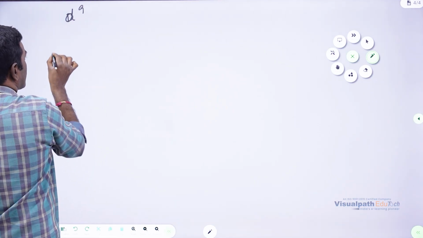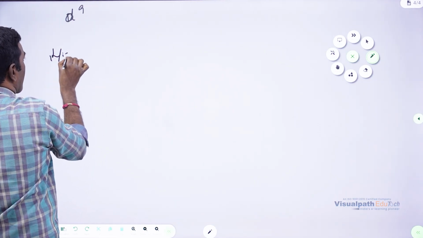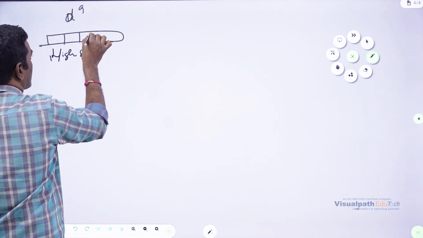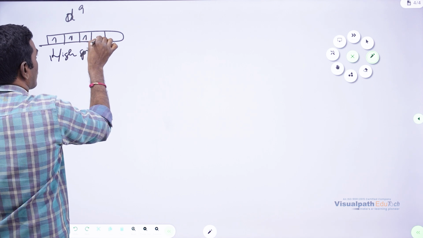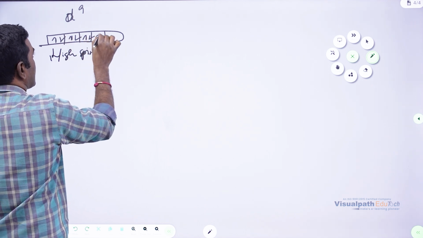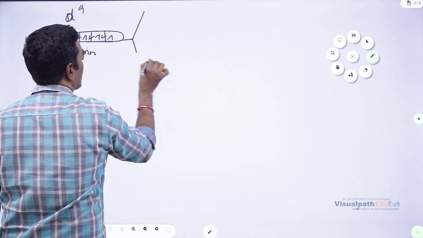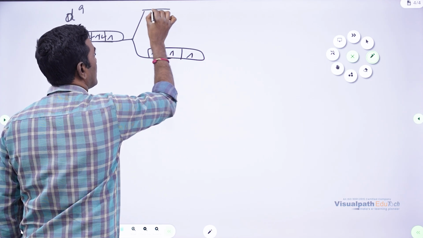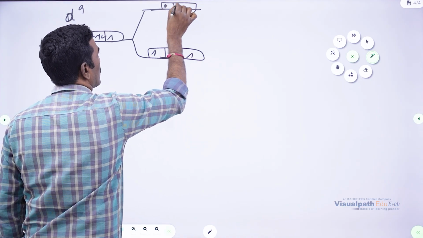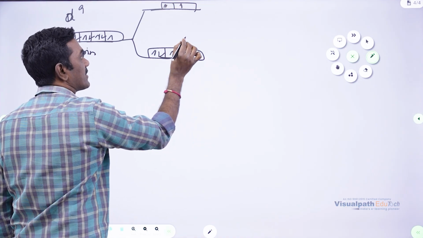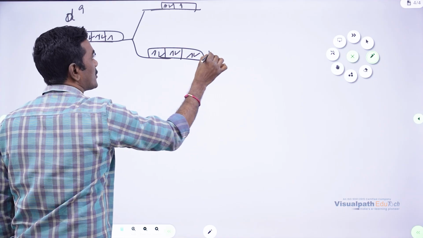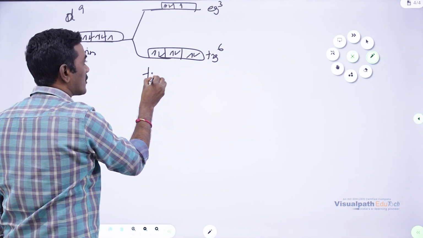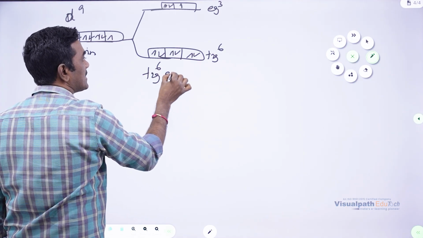For d9 configuration, high spin: here 1, 2, 3, 4, 1, 2, 3, 4, 5, 6, 7, 8, 9, right? After splitting, what's going to happen? 1, 2, 3, 4, 5, 6, 7, 8, 9. That means t2g how many electrons? 6. eg how many electrons? 3. So which configuration is it going to be? t2g6 eg3.